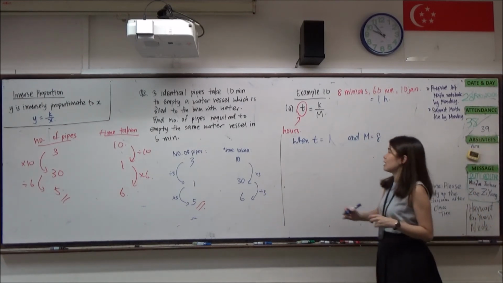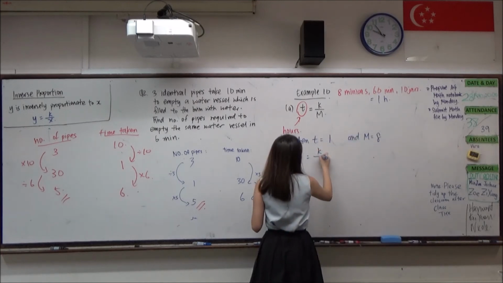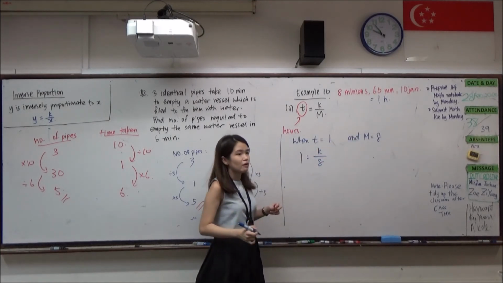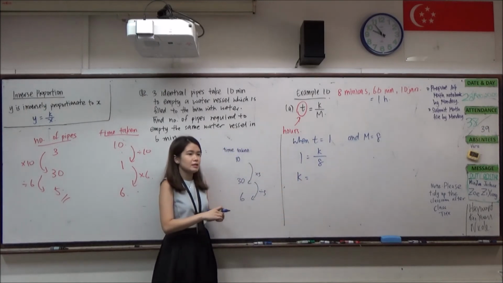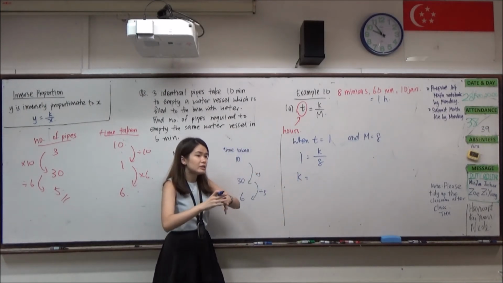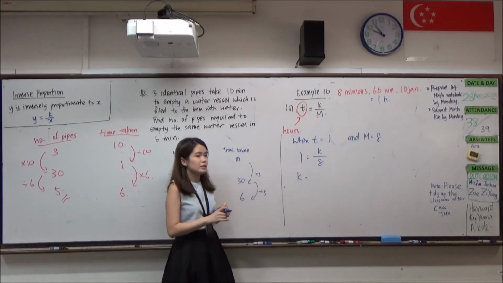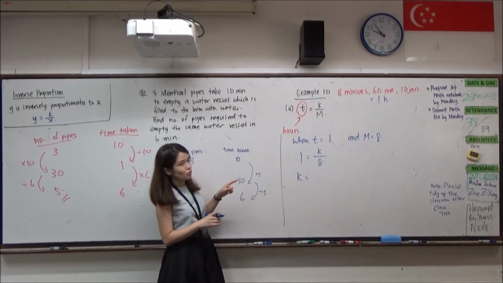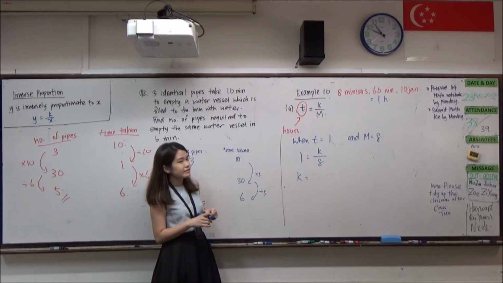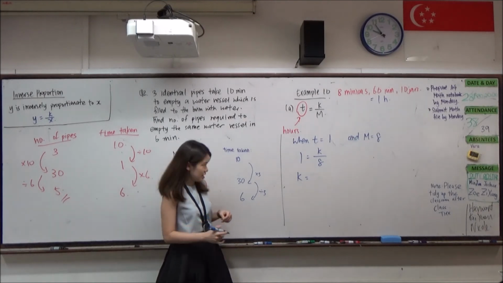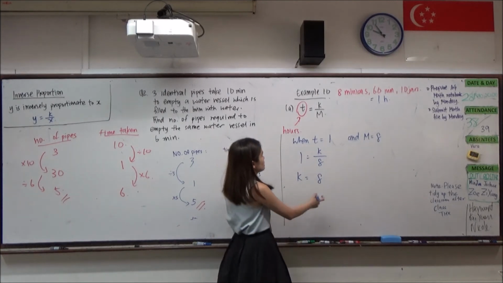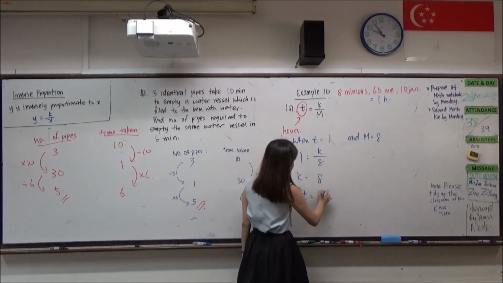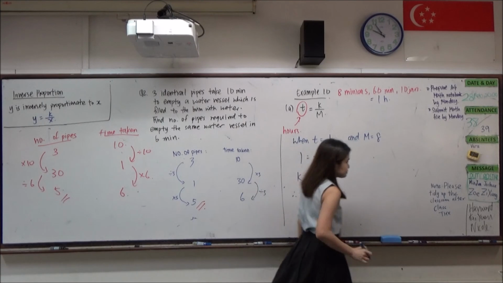Then now we can put in the numbers and find out the value of K. So what is K going to be? 8 or 1 over 8? Do you think it makes sense? 8. So 8 divided by 8 gets me 1. So K is equal to 8, and therefore T is equal to 8 over M.